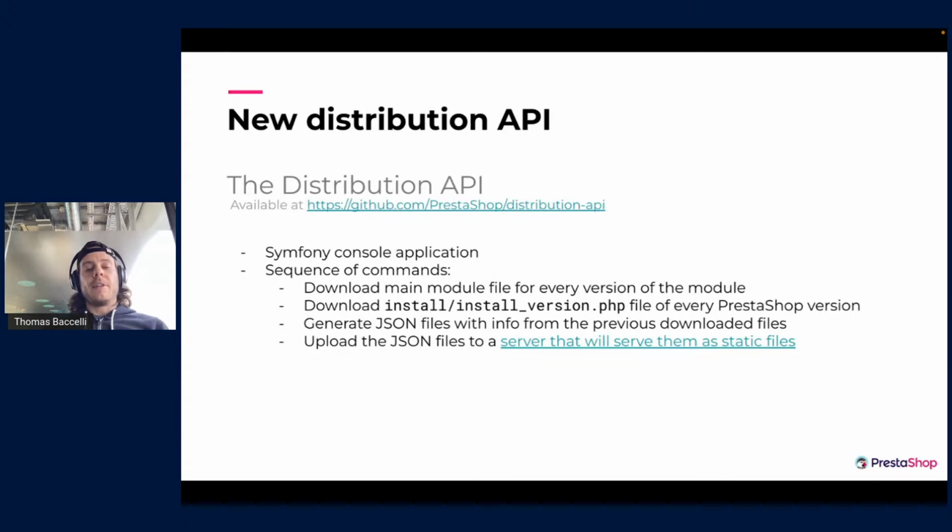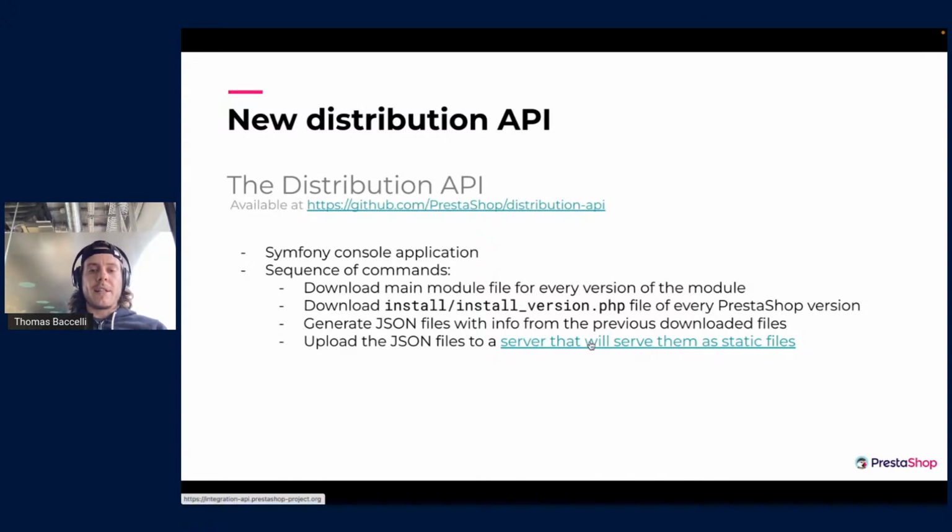Then, thanks to those downloaded files, the goal of the third command is to generate JSON files that contain the information of module compatibility, PrestaShop compatibility, etc. And for now, this is running in a GitHub Action, and the last step of the GitHub Action is to upload those JSON files to a server that will serve those files as static.